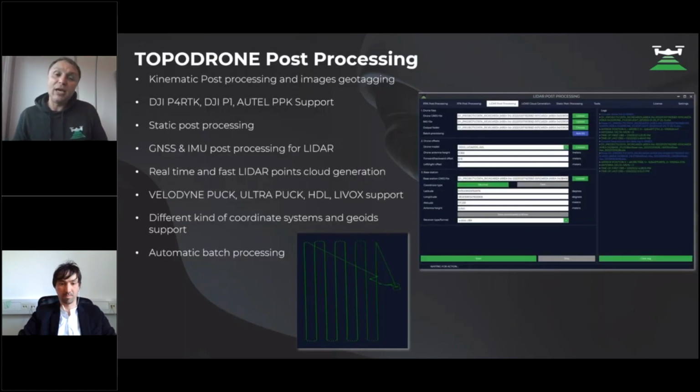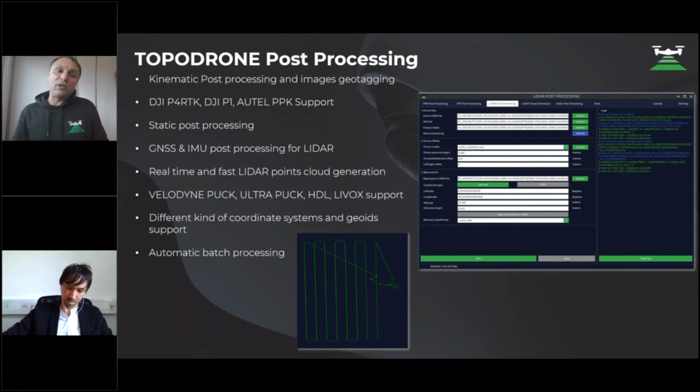In order to post-process data, you need to use special software. This year, we launched TOPODRONE Post Processing software, which provides you the possibility to post-process GNSS data, make image geotagging and matching. You can post-process data even from DJI RTK system, DJI P1, Autel RTK system. You can post-process the data, and you will get accurate coordinates of the images. And with this software, you can match accurate coordinates together with photos. And after that, you will start photogrammetry data processing.